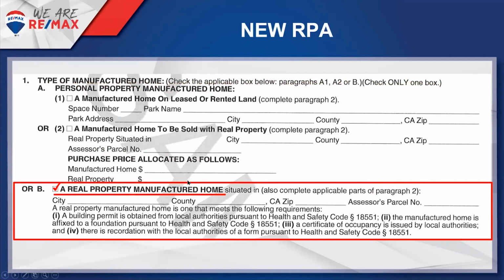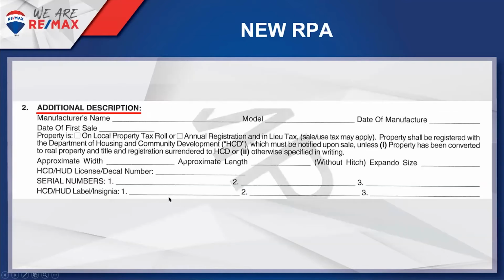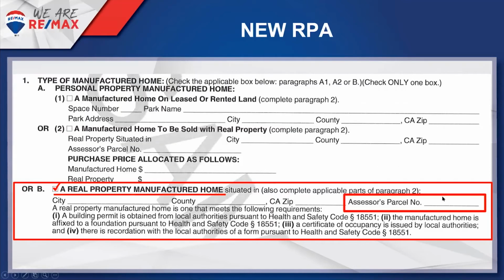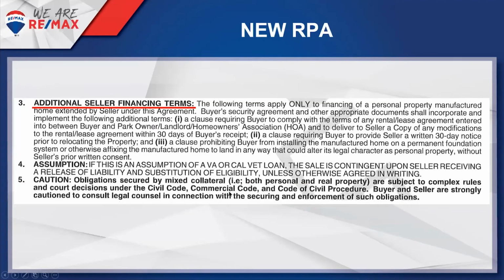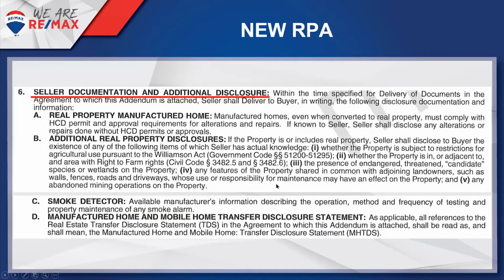Okay. If it's a real property manufactured home, then include the parcel number, and that home will have been attached and been certified by the HCD, the Department of Housing and Community Development. Okay. There's an additional description where you describe the unit. And then there's some financing terms. There's some documentation that the seller must provide.